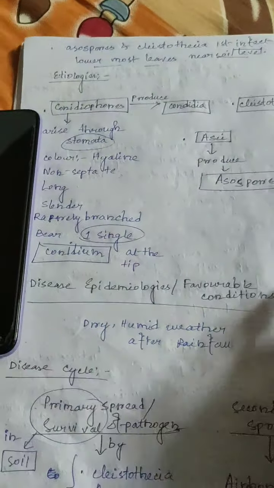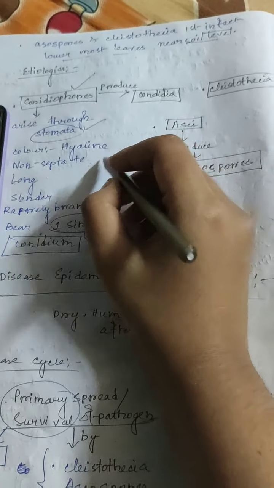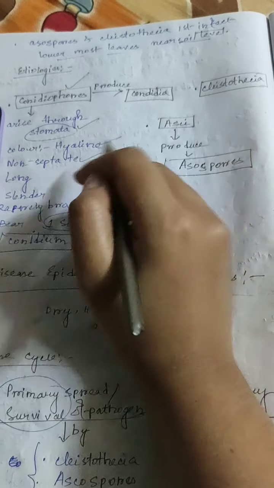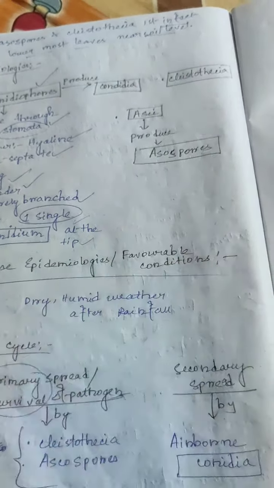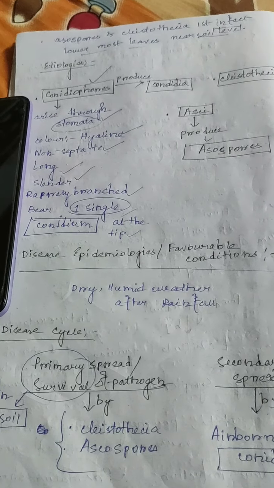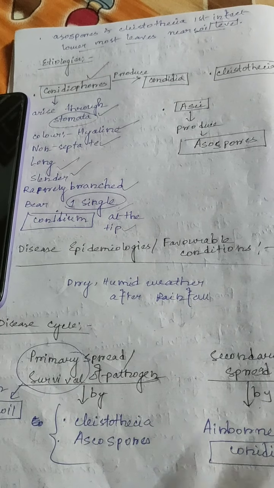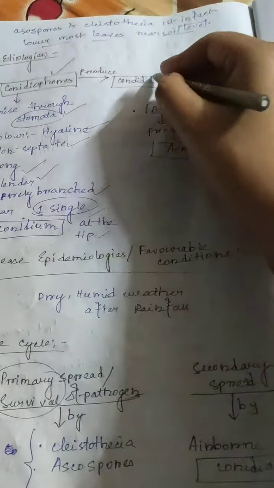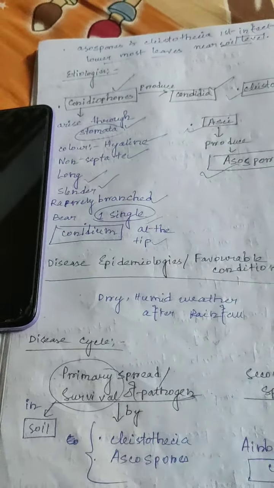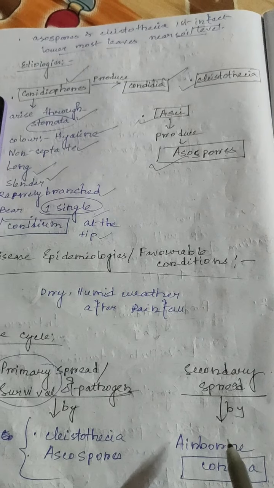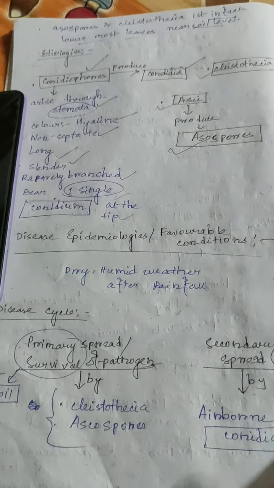Etiologies: first is conidiophores. Conidiophores arise through stomata. They are hyaline, non-septate, long, slender, rarely branched, and bear a single conidium at the tip. Conidiophores produce conidia. Second is cleistothecia, and third is asci, which produce ascospores.